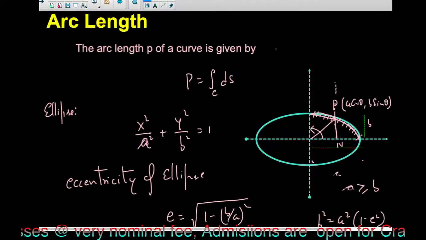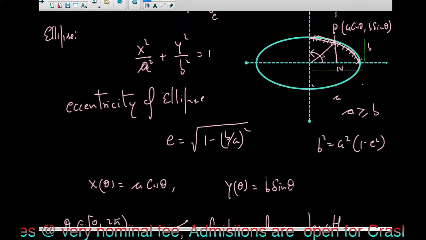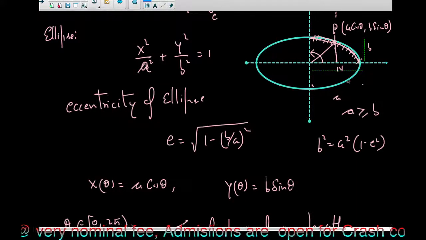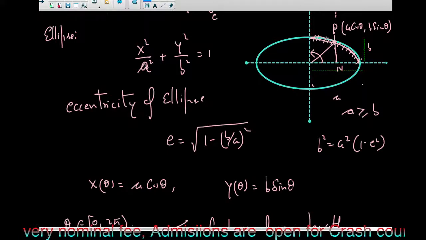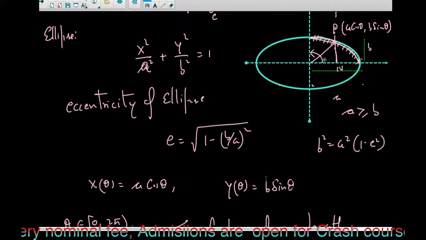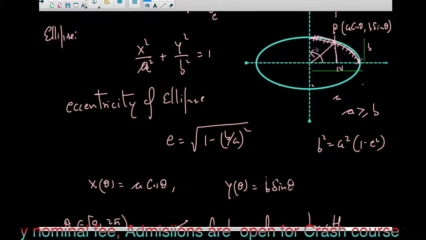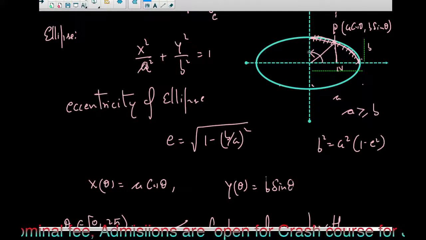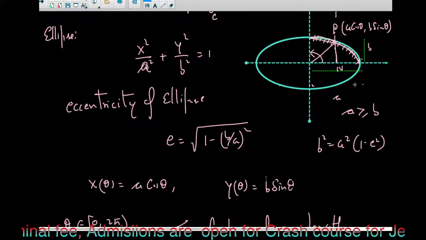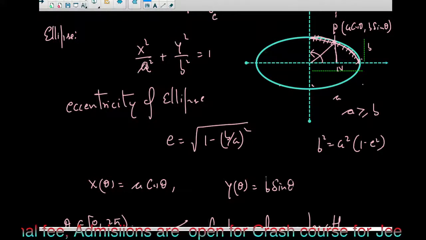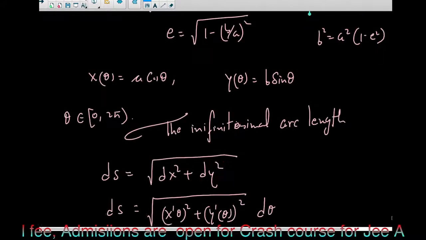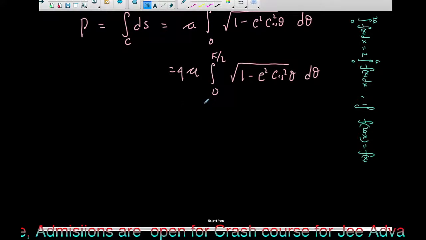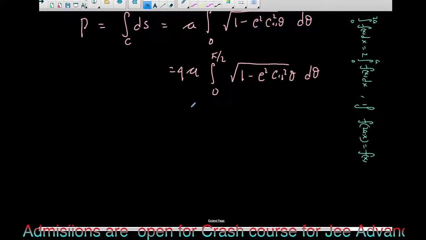It's pretty easy: instead of integrating over the entire 0 to 2 pi limit, the entire length of this ellipse, we consider only the fourth part and take 4 times it, and then we get the same result. So we integrate 0 to pi by 2 only, and then go for 4 times. That's what I'm doing here. That is the geometrical significance here.